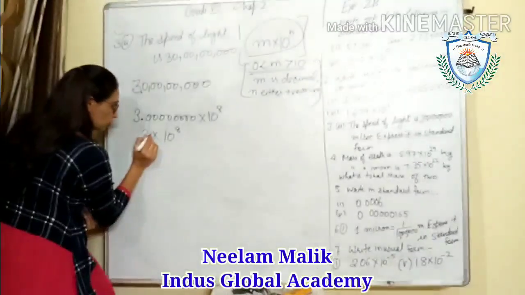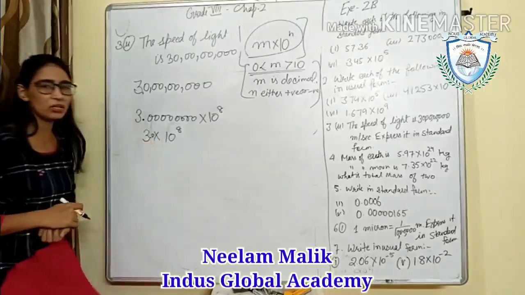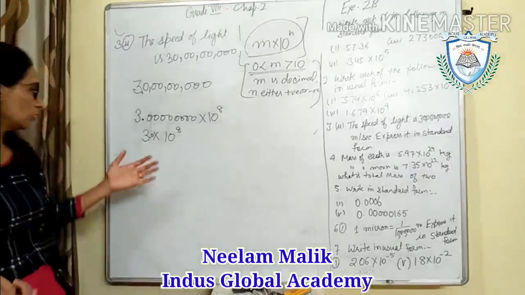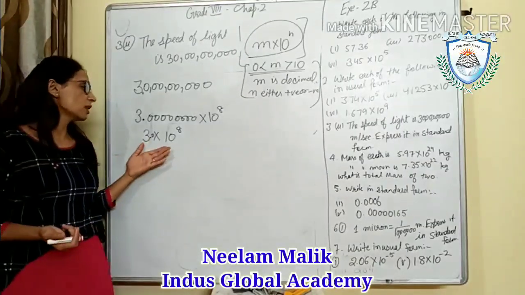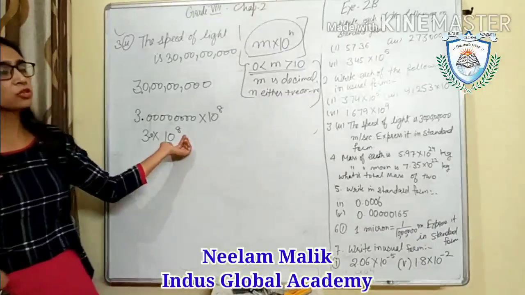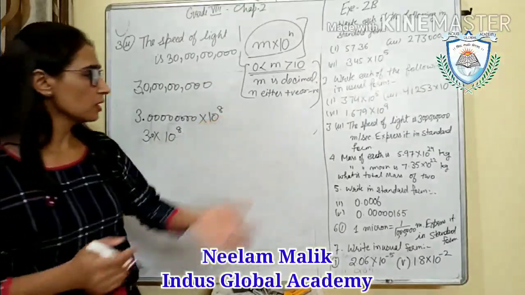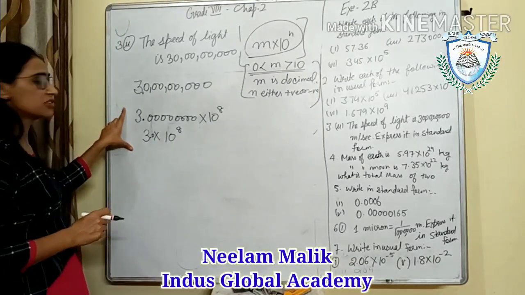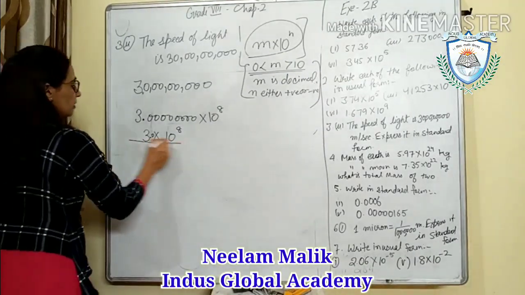You can write here 3.0. A simple number can be converted into decimal. So now this is a decimal, and this is between 0 and 10, and here is 10 raised to power n. So this is the speed of light in standard form.